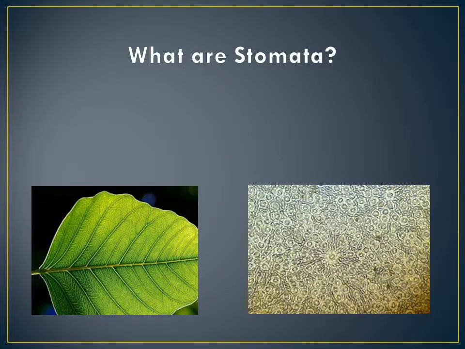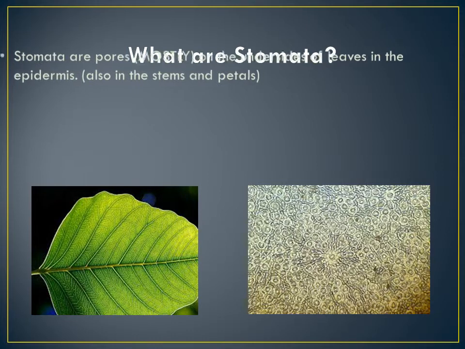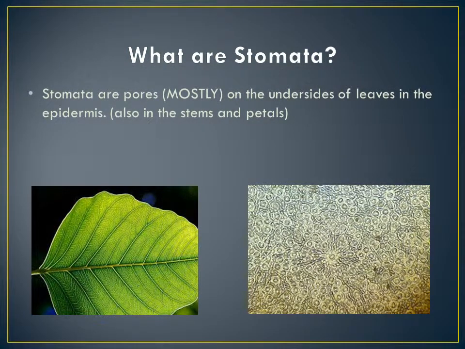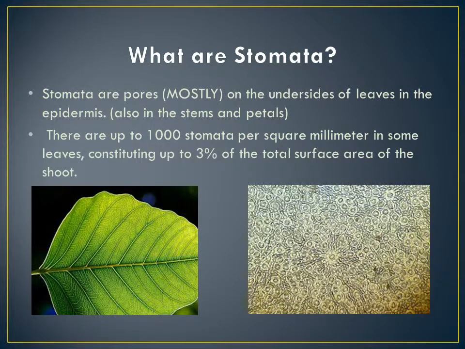So what are stomata? Well, stomata are pores mostly found on the underside of leaves in the leaf epidermis layer. They are also found along the stem and in petals of the flower. There are up to 1,000 stomata per square millimeter in some leaves, constituting up to 3% of the total surface area of the shoot.